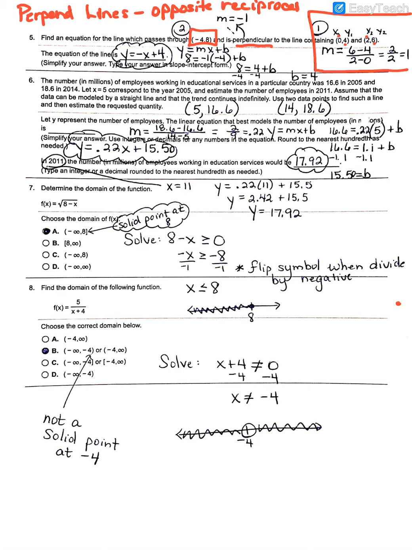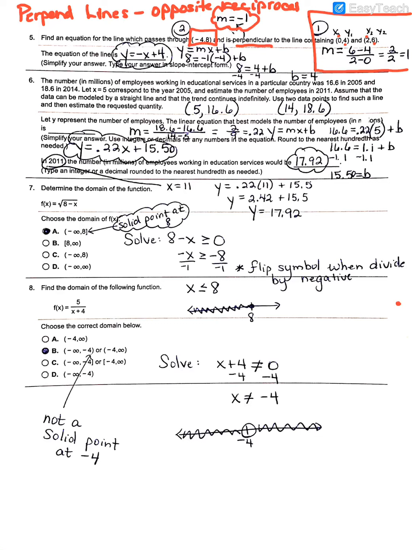For example, if my slope had been 2, the reciprocal of 2 would be 1 over 2, and then I would also have to make it opposite, so it would be negative 1 over 2. But in this case, as I mentioned, my slope for my line is going to be negative 1.